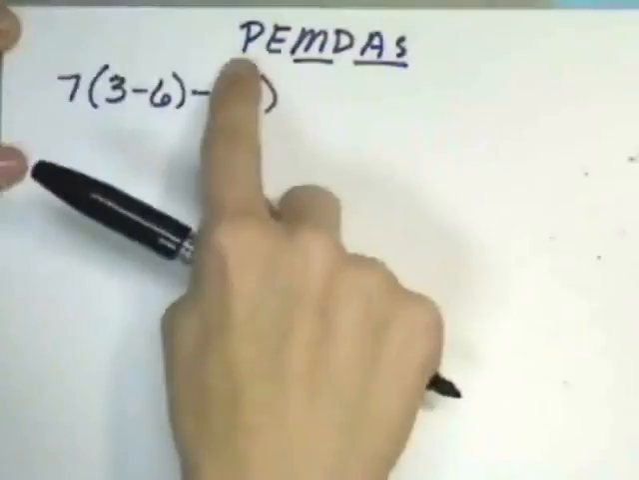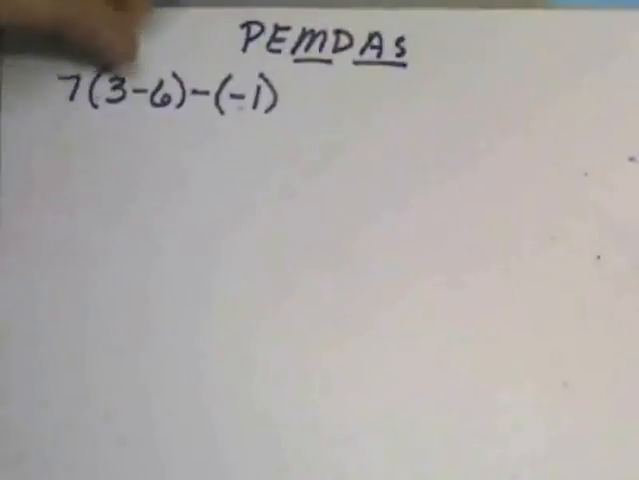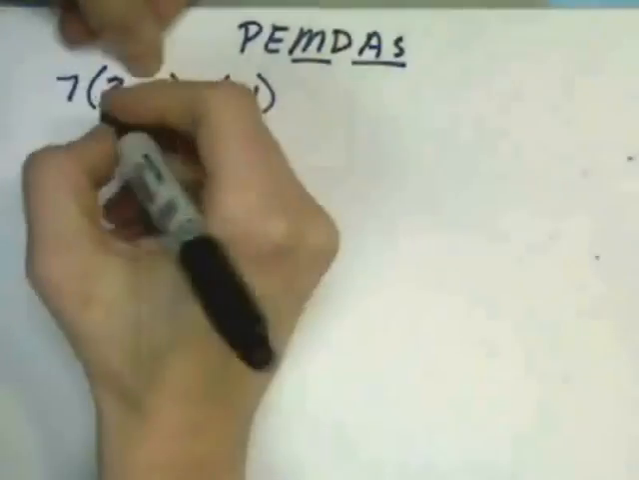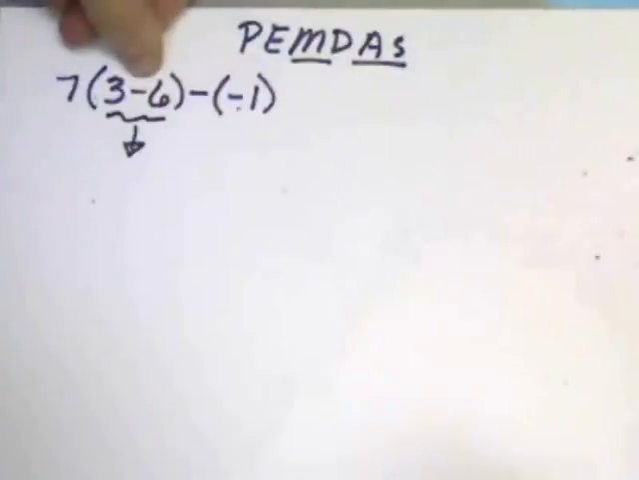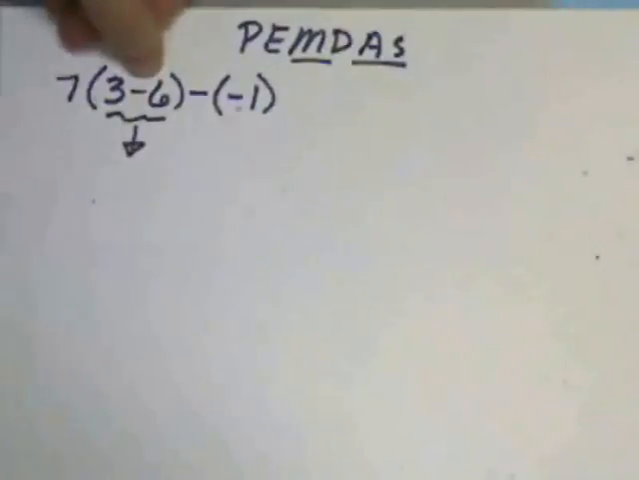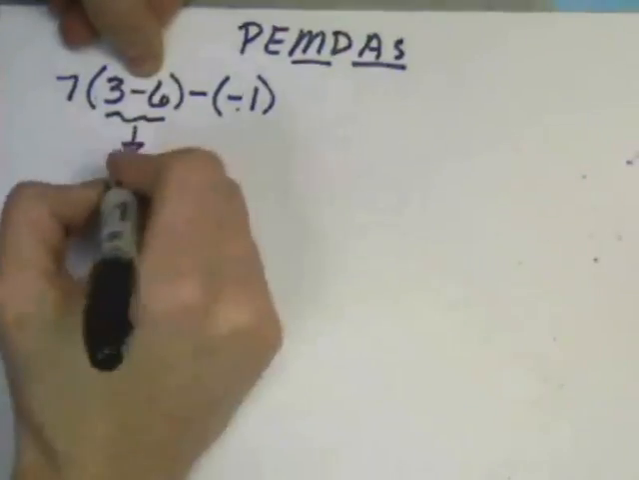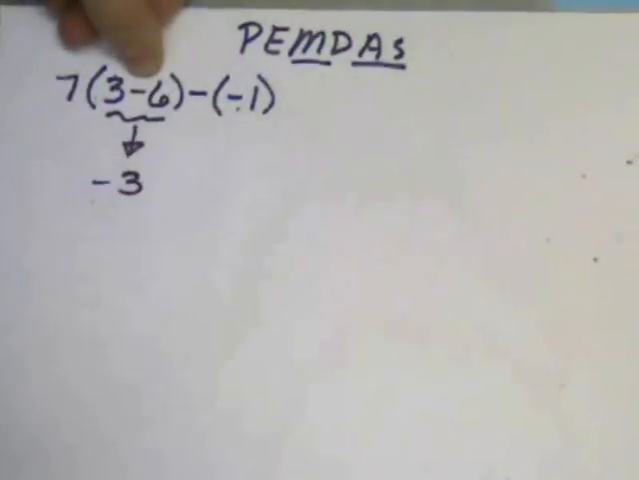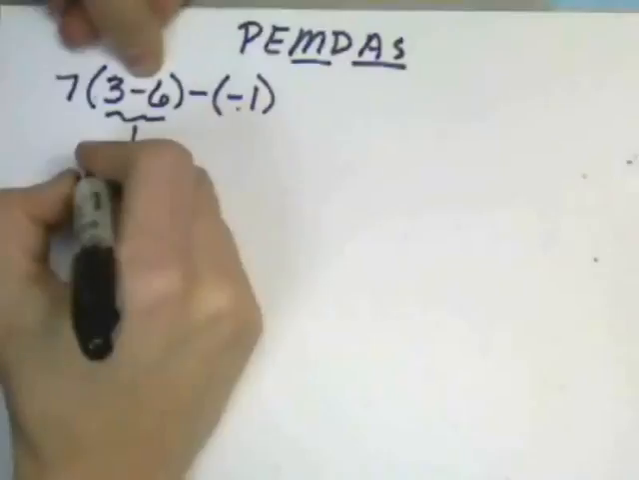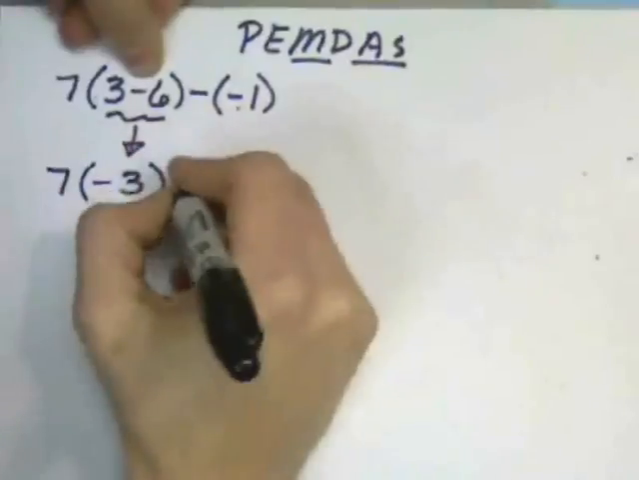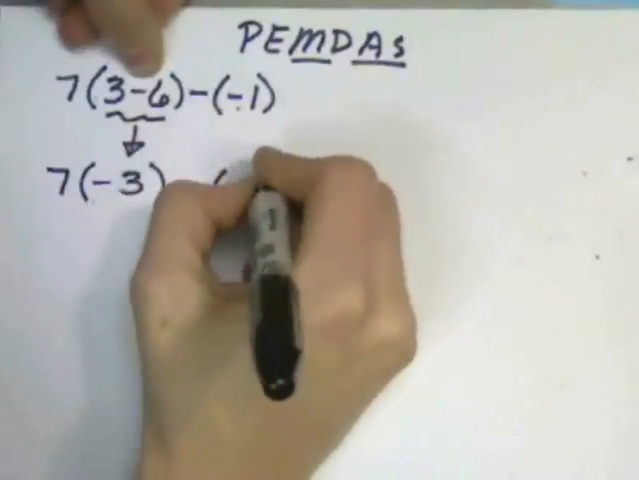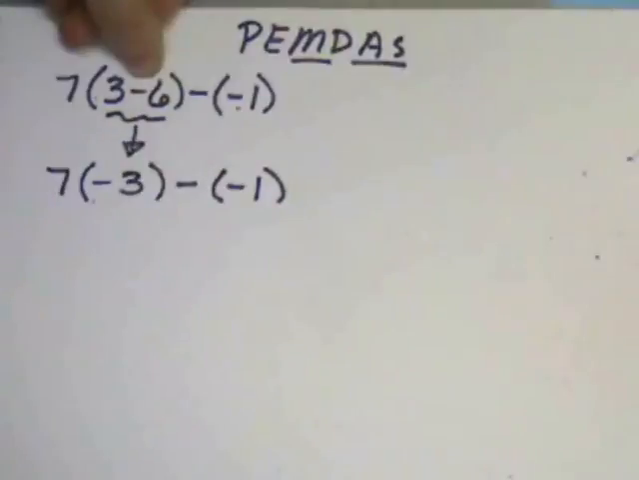But going through this, parentheses, do I have any? Sure, 3 minus 6. Let's take care of that. So 3 minus 6, that's two numbers with opposite signs. It's the same as saying a positive 3 and a negative 6. So I subtract to get 3, negative for the bigger number. Bring down my 7, bring down my minus negative 1, and we've got that.